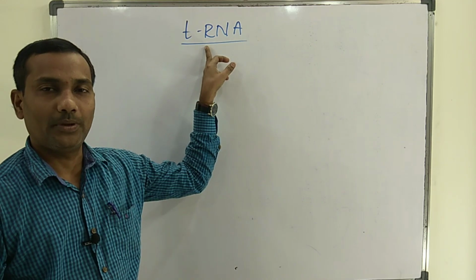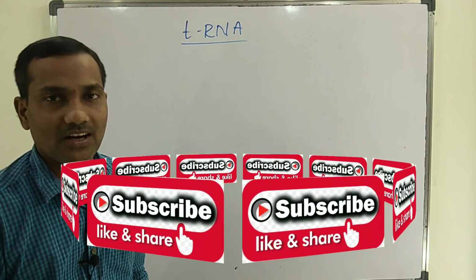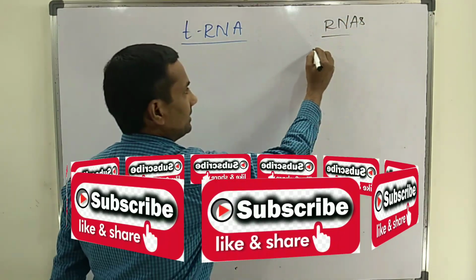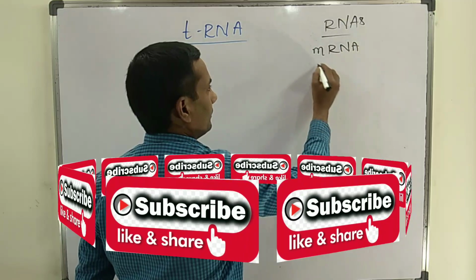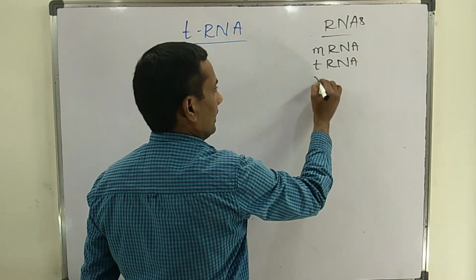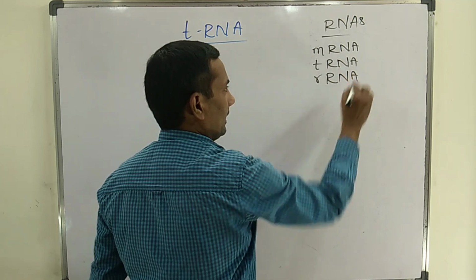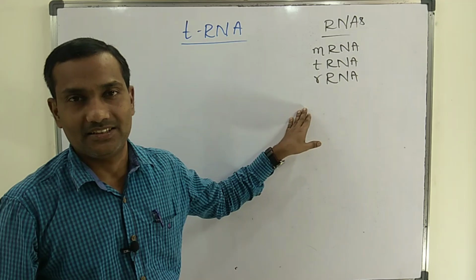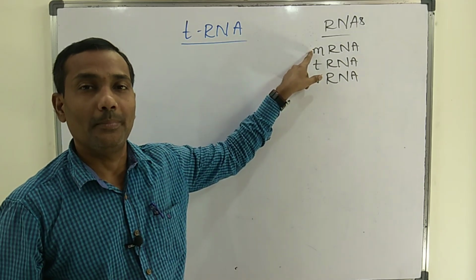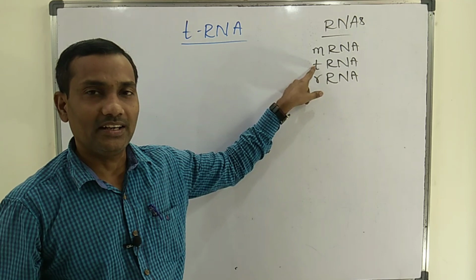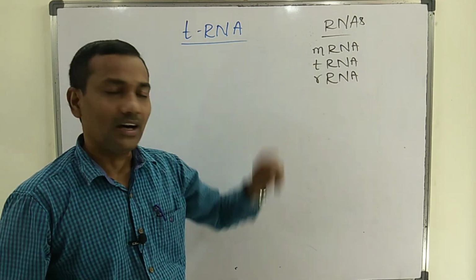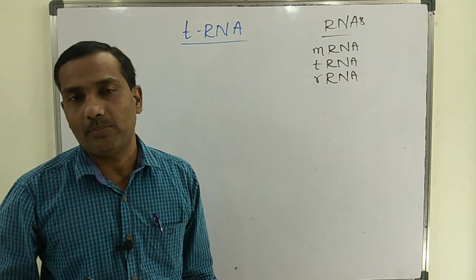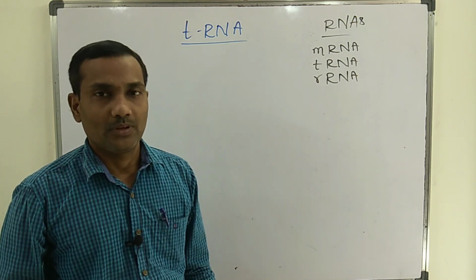Now we discuss a topic: tRNA, that is transfer RNA. There are different types of RNAs: mRNA, tRNA and rRNA. mRNA is messenger RNA, tRNA is transfer RNA, rRNA is ribosomal RNA. All these three RNAs play an important role in the translation process.